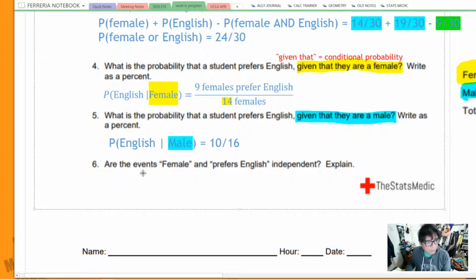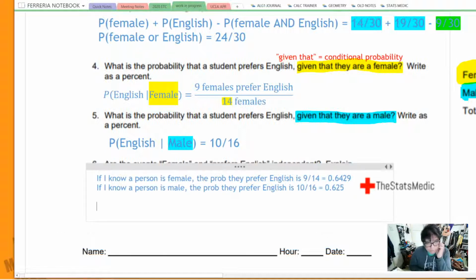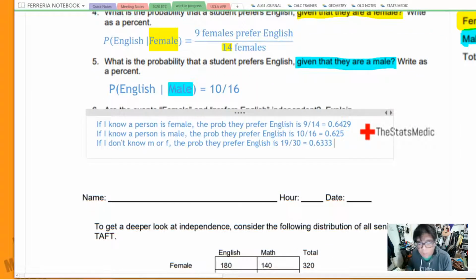So let's see. Are the events female and prefer English independent? Well, if I know someone's female, what's the probability that they prefer English? That's 9 out of 14. And let's compare that. If I know someone is a male, the probability that they're going to prefer English is 62%. And if I don't know if they're male or female, the probability that they prefer English is 0.633.